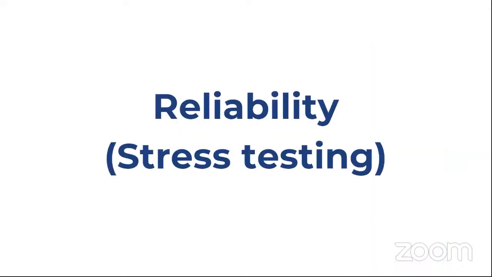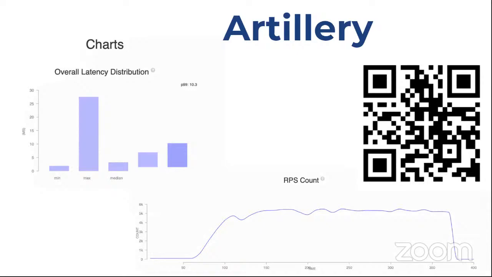And these are our results for reliability. Here you can see our Artillery results. As you can see, our RPS goes up to 6,000, and mean latency is about 9 milliseconds in 99% of requests.